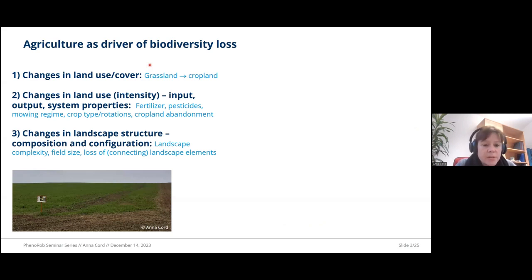We see that the reason is that it changes landscapes a lot and in different aspects. So we see changes in land use, land cover, conversions of grasslands to croplands, and these major types of transformations. But we also see changes in land use intensity, and this is what we in the land system science community group into basically three different things that happen.